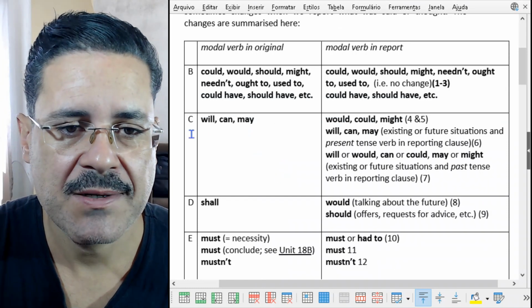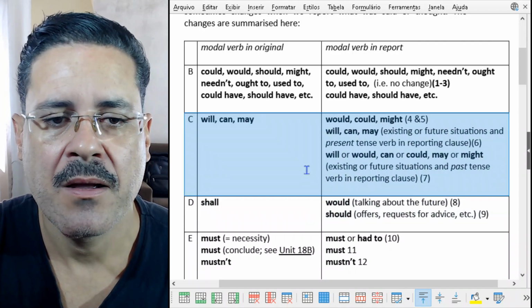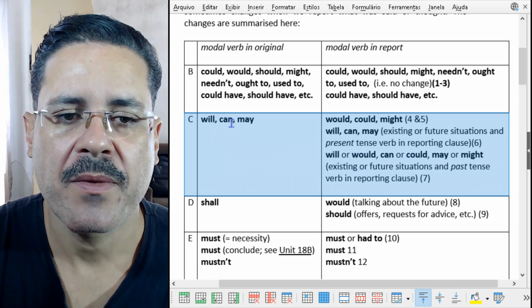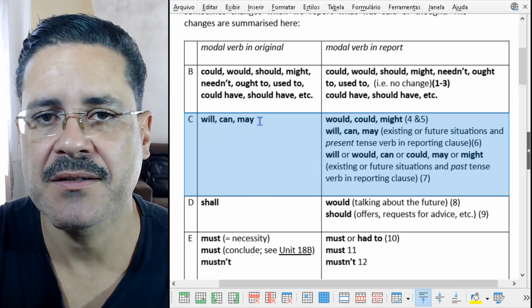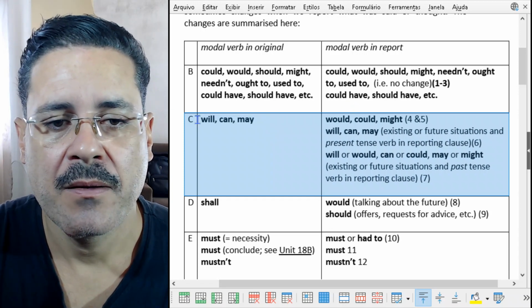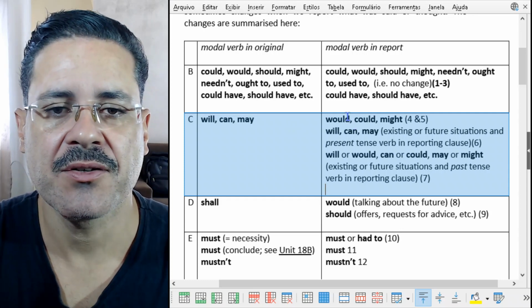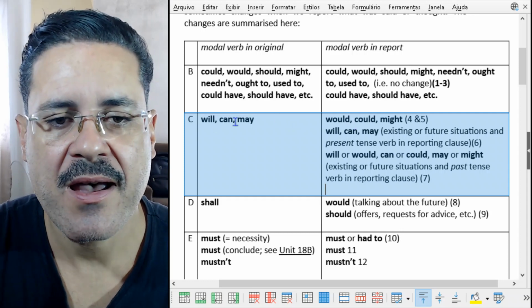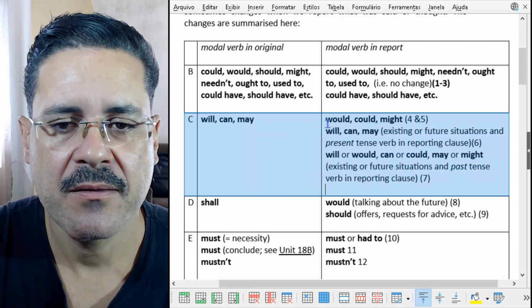Now, let's move on to section C. When we use will, can, and may, it also isn't that difficult. But there is a change. For will, we use would. So there's a relation to the future. For can, we use could. For may, we use might.